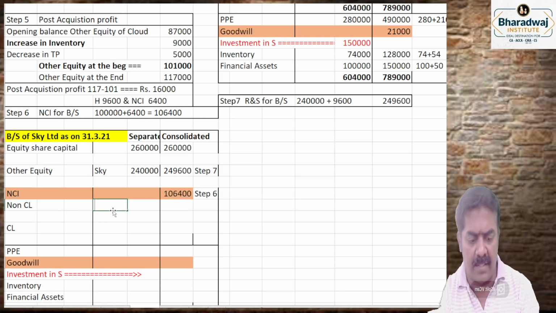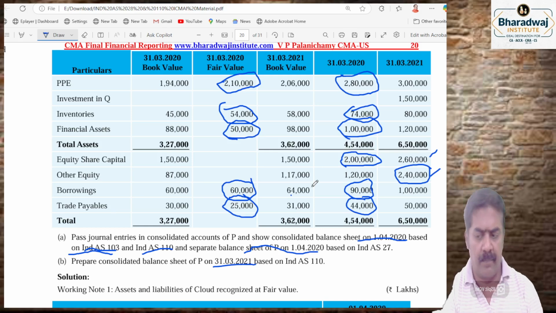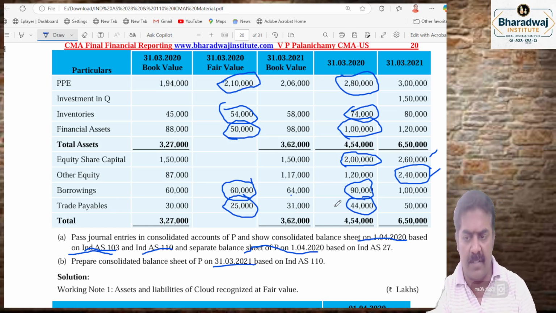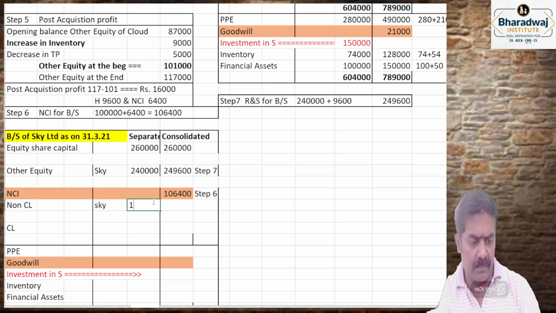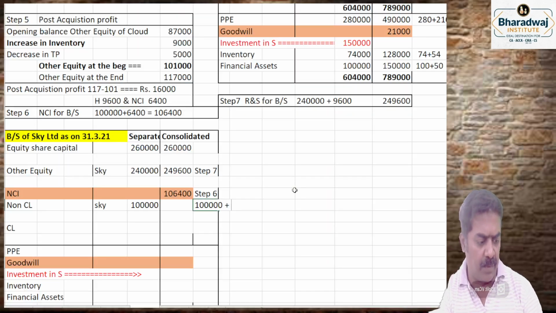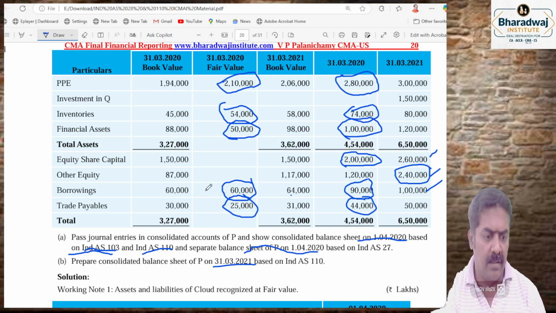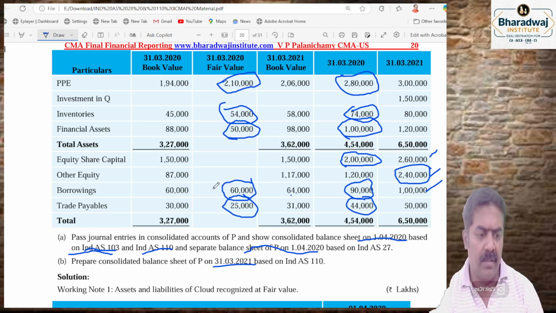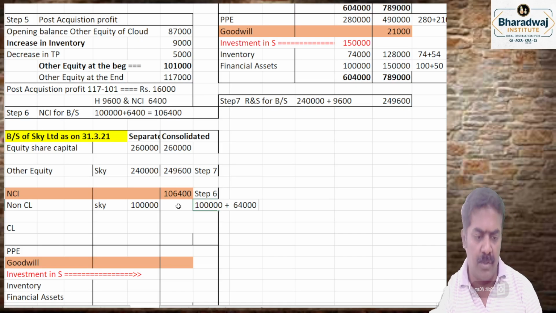Non-current liability, only Sky will come. How much? Non-current liability, borrowing, Sky, how much will come? This 1 lakh will come. Here 1 lakh plus 64,000. Then revaluation will come. Any revaluation? Opening balance 60 we have taken the same. No revaluation. So 1,64,000 will come.